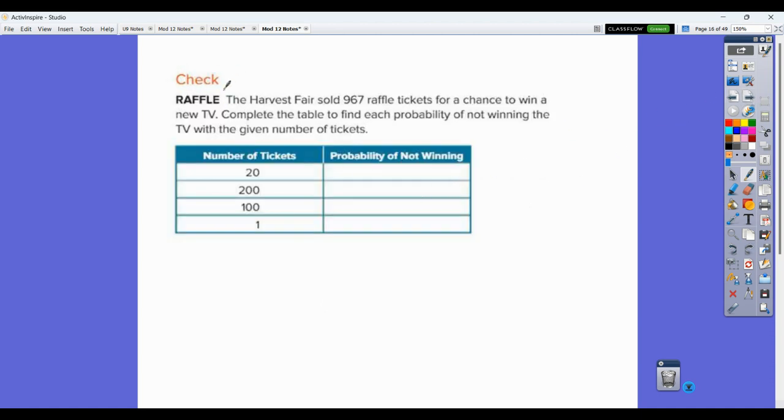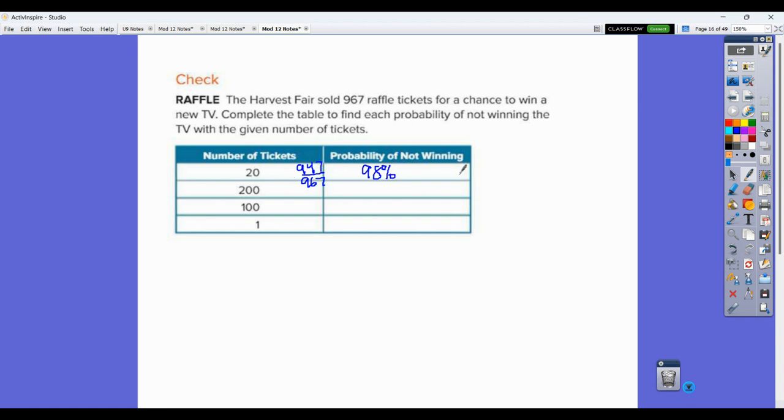Okay, so our last example here is we have a raffle. So in this raffle, the Harvest Fair sold 967 raffle tickets for a chance to win a new TV. Complete the table to find each probability of not winning the TV with the given number of raffle tickets. So if you got 20 raffle tickets, then you're going to do 967 minus 20. So you're going to find 947 out of 967. So probability of not winning here would be a 98% chance.